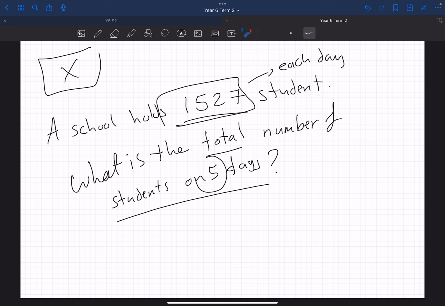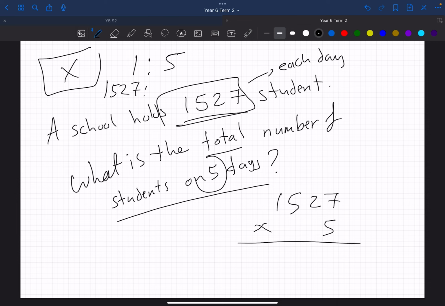And when I have 5 days, each one day, 1,500. It's like a ratio. I can represent it in this ratio, 1 to 5. In one day, I have 1,527. To what? To the answer that we're going to do now, which is 1,527 multiplied by 5. Mr. Y, I told you. One day, this. How about 5 days?